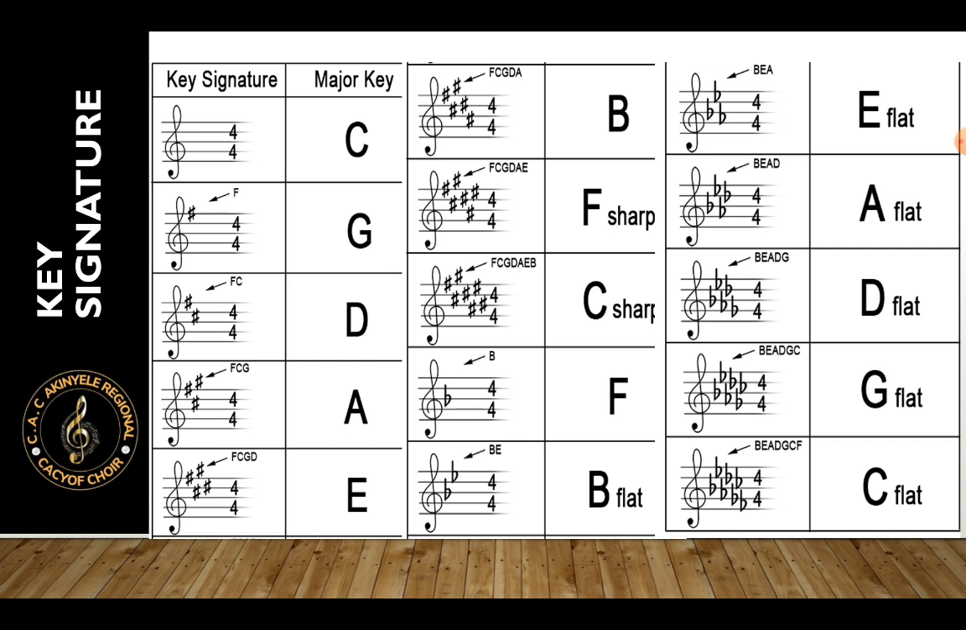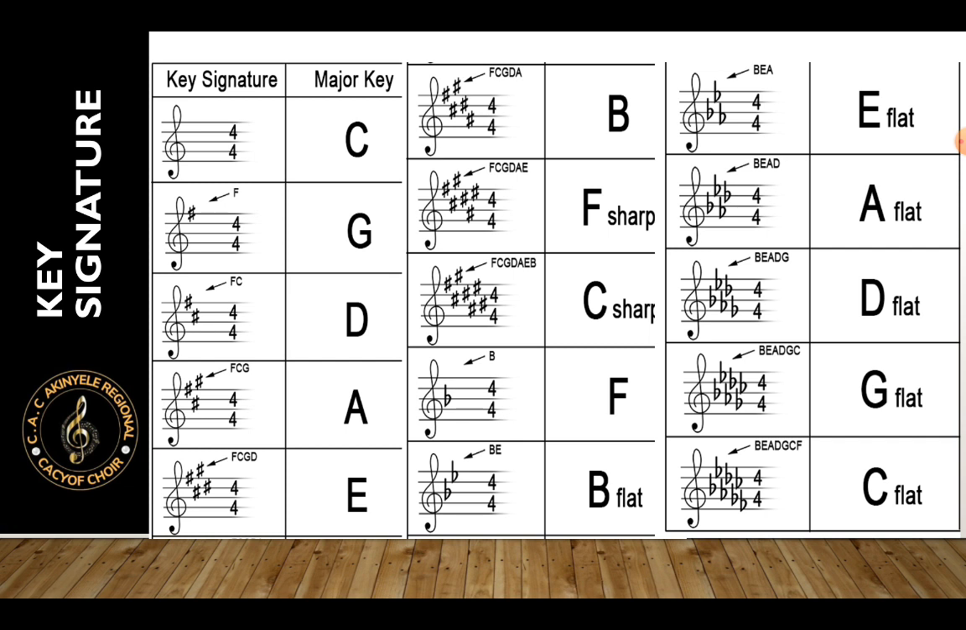The key of G has one sharp, the key of D has two sharps, and the line affected in the key of G is F. Please take note of this. And for the key of D, the line and space affected is line F and space C. And this is very, very important that you also master and know, because they will help you to understand.